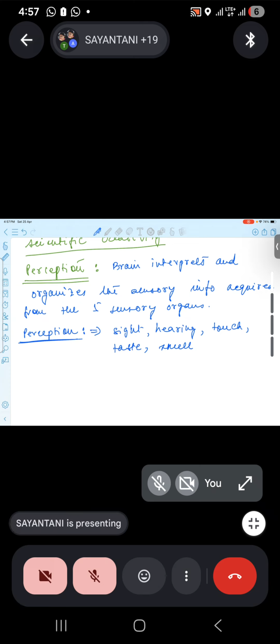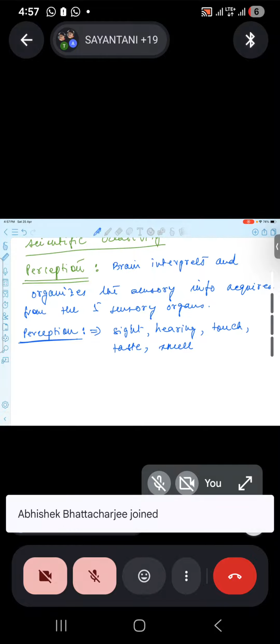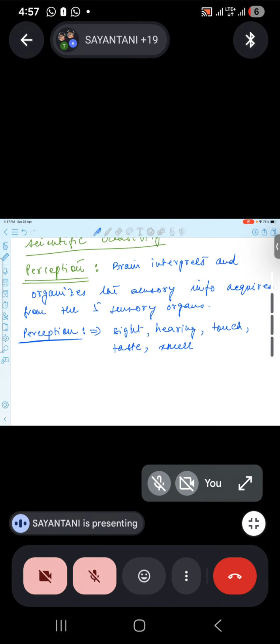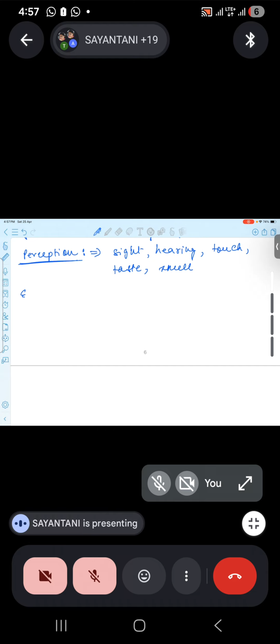Okay. So the case study we are going to discuss is an application of perception that had been conducted in our AI lab of Jadavpur University. The experimental study is to understand the pain perception of a subject.